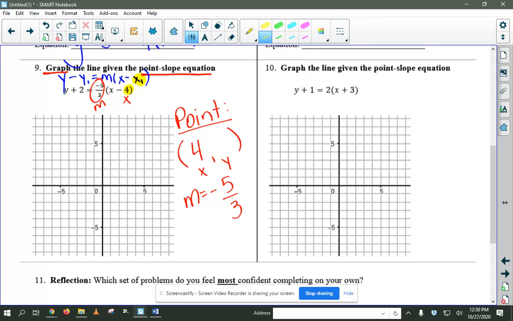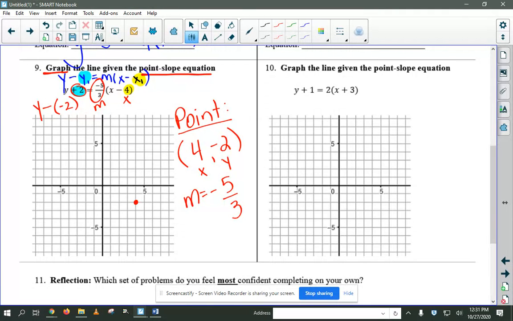And similar story for the y values. It says y plus 2, but see, my formula has a minus in it. So just a reminder, when we're talking about this formula, this y minus, I would have had to do y minus -2 to turn into this plus 2. So my y coordinate is the opposite of what I see in that equation. My y coordinate is really a -2. And now I'm ready to graph. So I'm going to graph the point 4, -2.